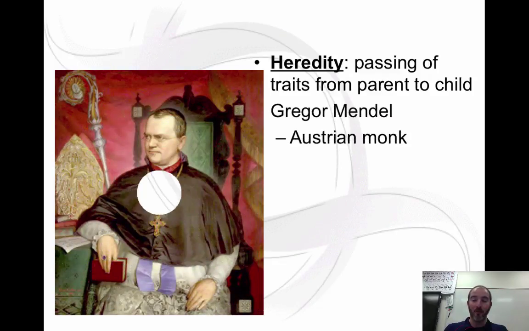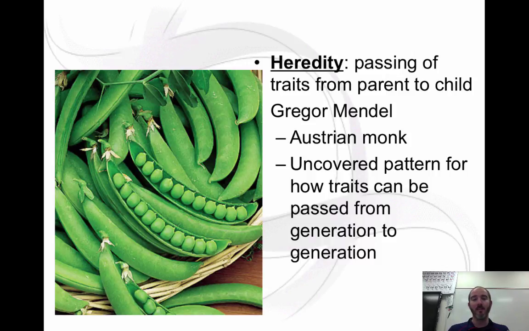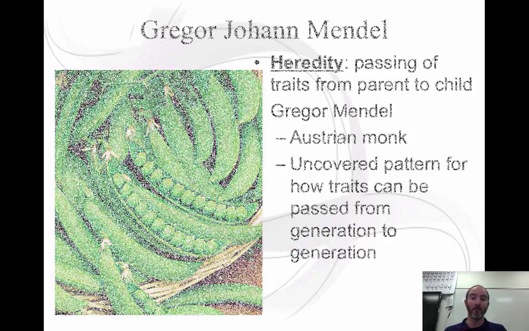And Gregor Mendel, who's an Austrian monk, right? From his work, he uncovered a pattern of how traits can be passed from generation to generation. It's not just random accident that these things happen, there's actually an underlying process, right? And he did that by studying the pea plant.